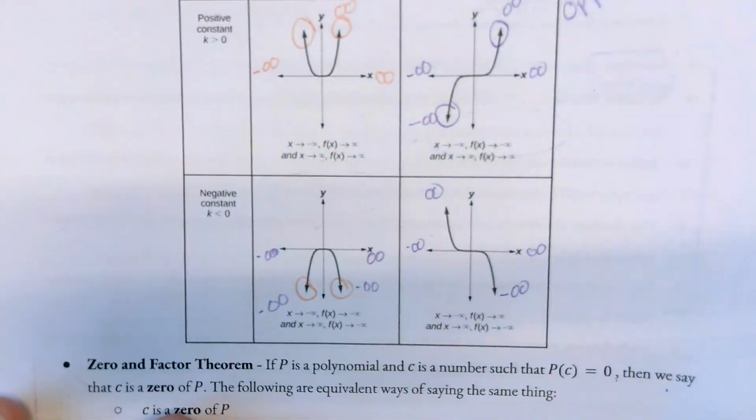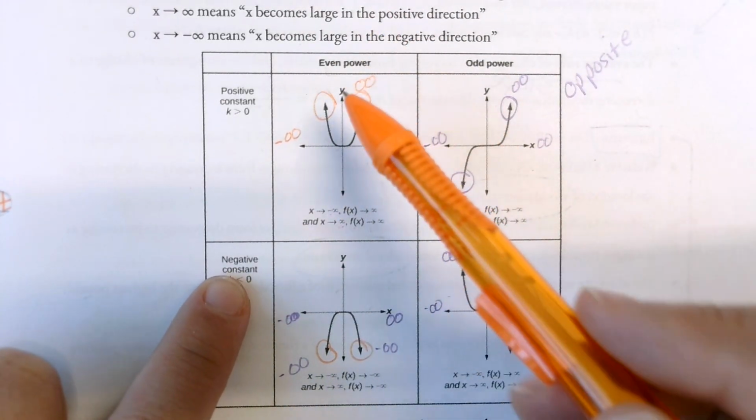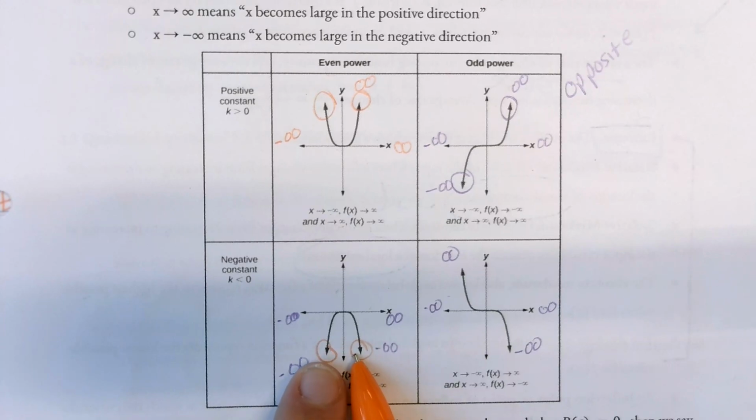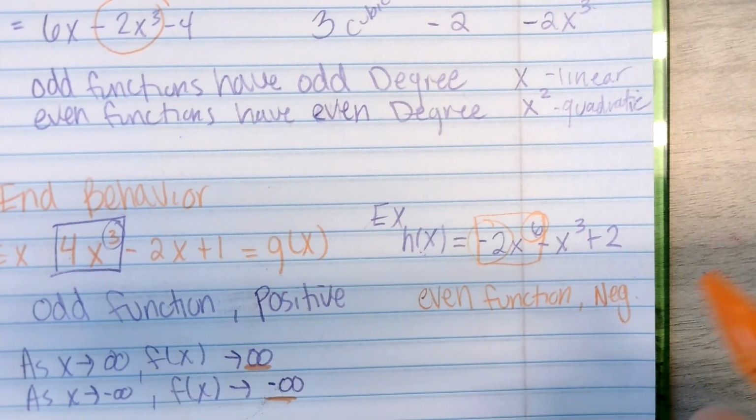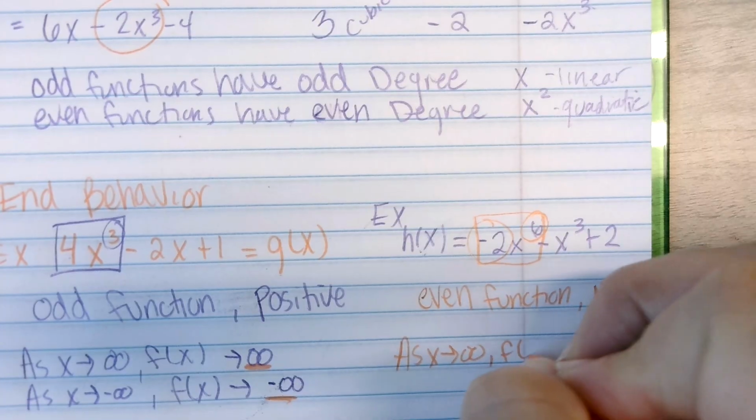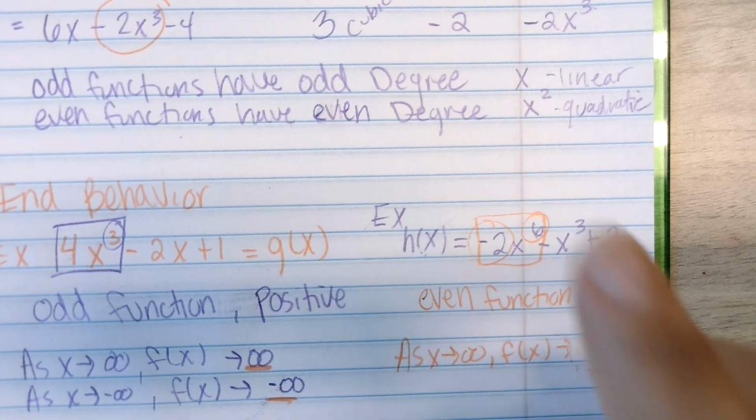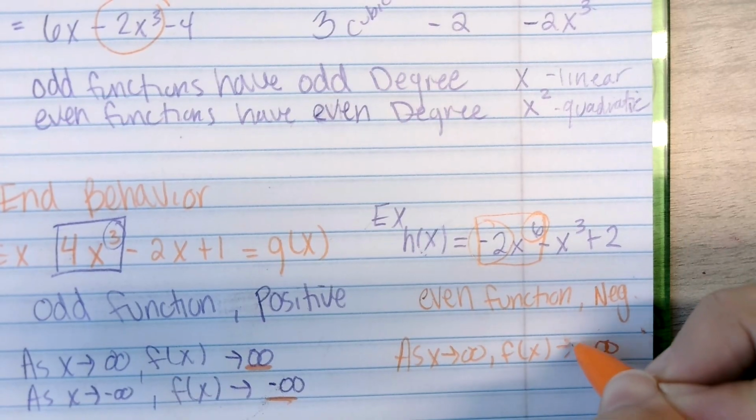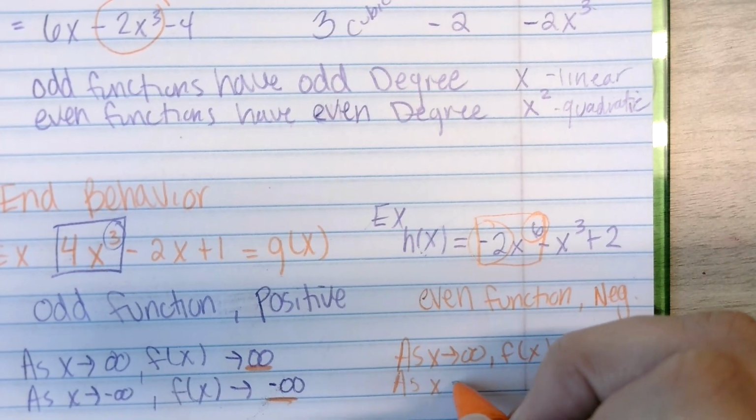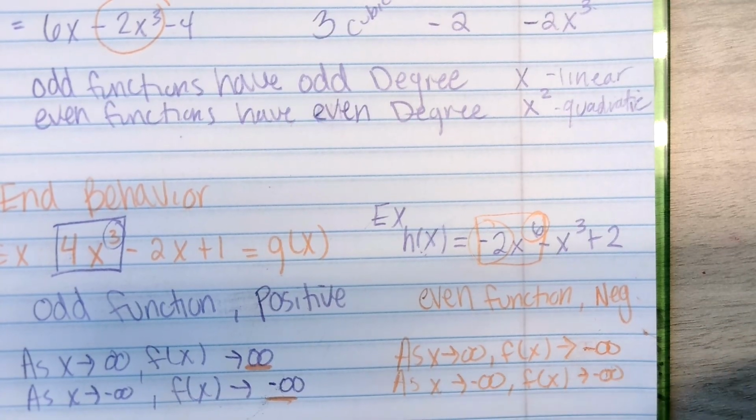So on my chart, I'm going to come over here. I want even functions, and I want a negative even function, so they overlap here. This is what the graph looks like. If you notice, both of the arrows go the same direction, and they both go to negative infinity. So as x approaches infinity, as my x's get bigger, my y's get smaller. I left my negative off, sorry. So they approach negative infinity. But as my x's approach negative infinity, my y's also approach negative infinity.